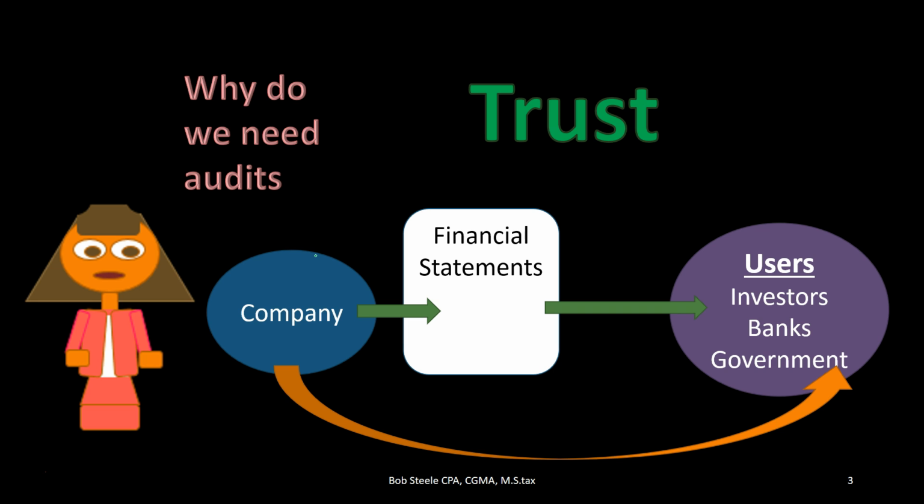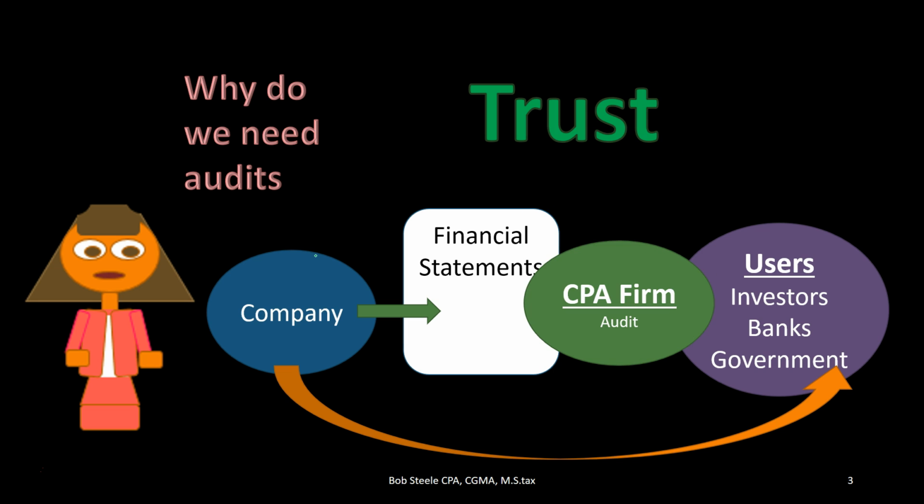So the end user still may not fully trust the financial statements, and that's of course where the CPA firm comes in with the audit. The audit should give some level of assurance that the financial statements, which are created and the responsibility of the company, are correct in accordance with some agreed upon standards. So that's going to be the idea. The financial statements go to the CPA firm, which then could go to the end users with some more verification as to the reliability of the financial statements.